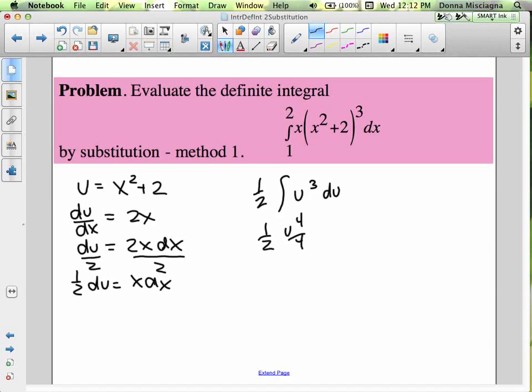Right? So now we'll simplify that. So we have u to the 4th power divided by 8. And then we're going to replace back again the x squared plus 2. So we're going to have x squared plus 2 to the 4th power divided by 8, and we're going to be evaluating it at our original limits of 1 to 2.